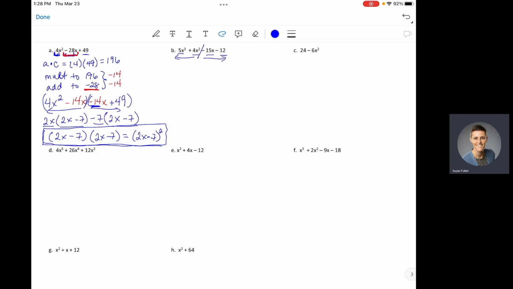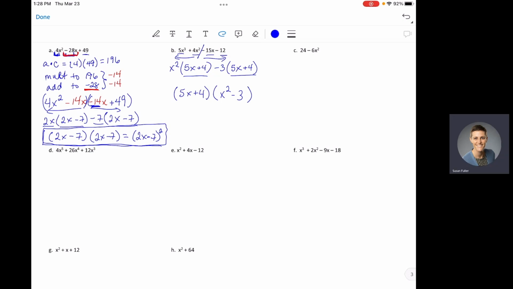On the left side here, the biggest thing I can take out is an x squared. And when I do that, I have 5x plus 4. On the right side, the biggest thing that I can take out is a negative 3. When I do that, I'm going to get 5x plus 4. And I have a matching factor that I'm going to factor out front, 5x plus 4. And I'm going to take it out of everything here. Out of the first one, I have an x squared left. Out of the second piece, I have a minus 3. And I'm factored.